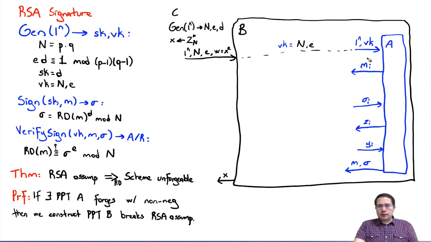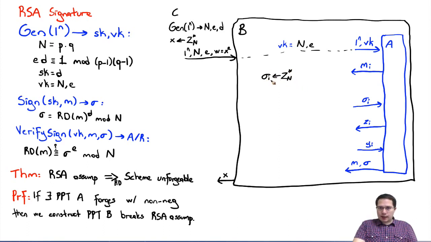Now, when the adversary queries for a message Mi, think about the following. At this point, the adversary B does not know D, so we can't generate a signature directly. But the adversary B here has the power of the random oracle. So what the adversary can do is the following. Let's pick some sigma, actually let's say sigma i from Zn star.